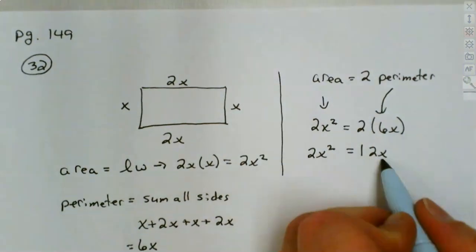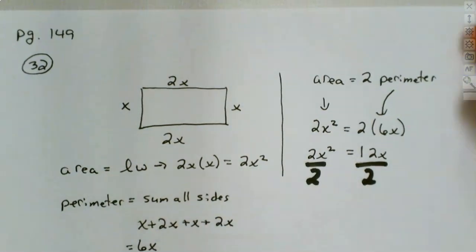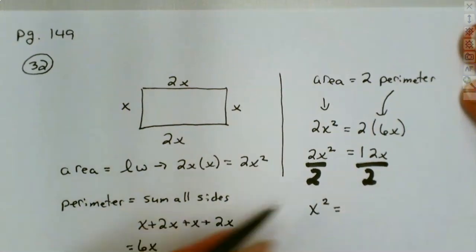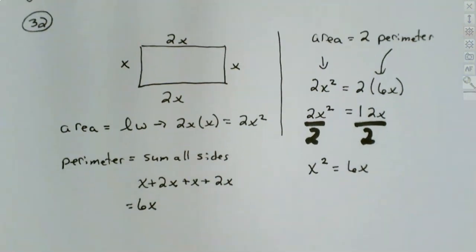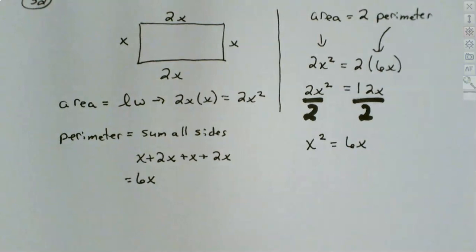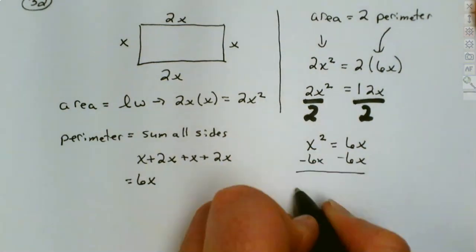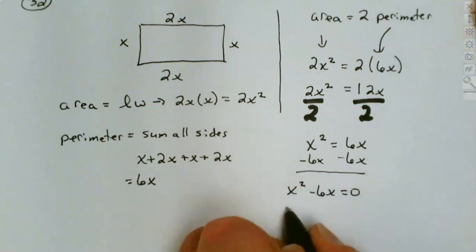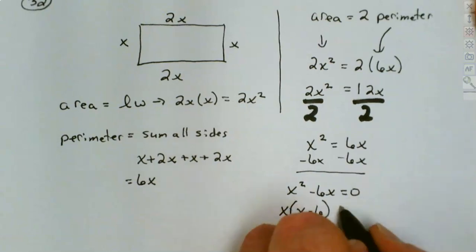Both sides have a 2 in them, so let's go ahead and divide out that 2. That leaves you with x squared equals 6x. Never ever divide by the variable x. It's not correct to do that. You'll lose a solution. So move that 6x over, and now we've got x squared minus 6x equals 0. Factor out that x, so that's going to leave you with x minus 6 on the inside here.